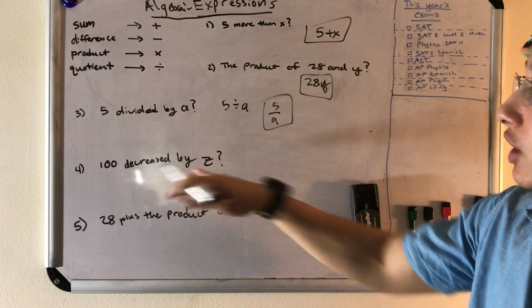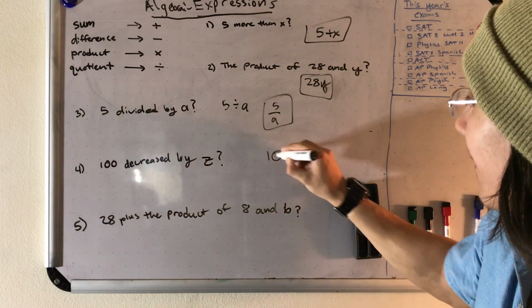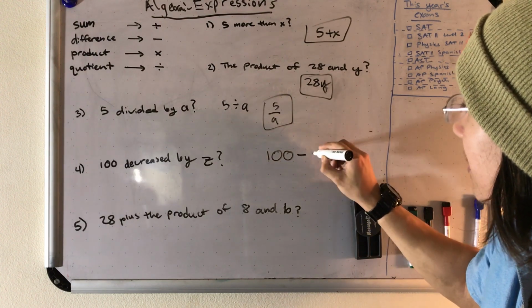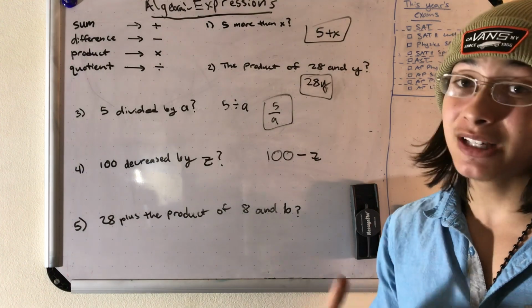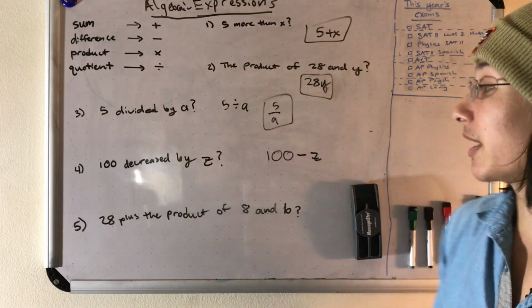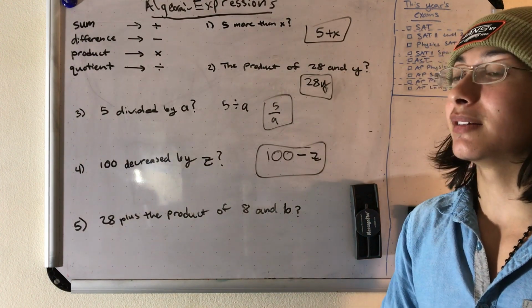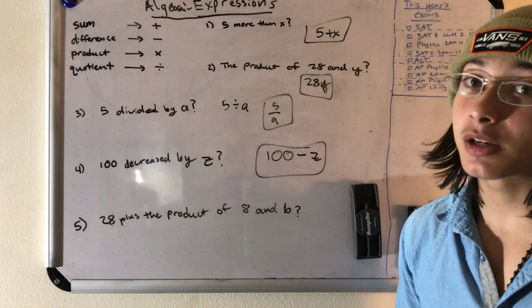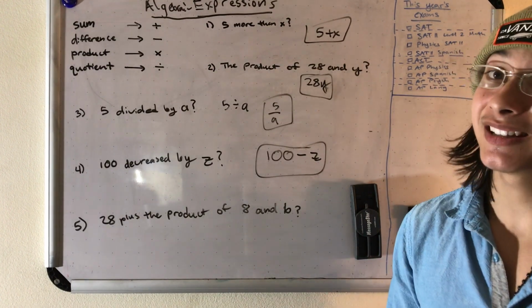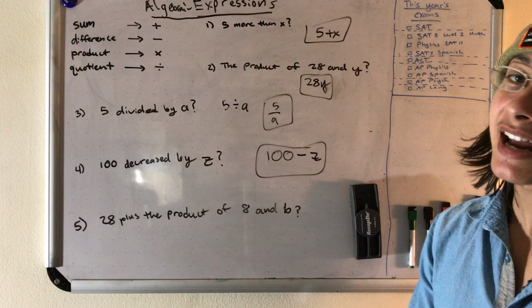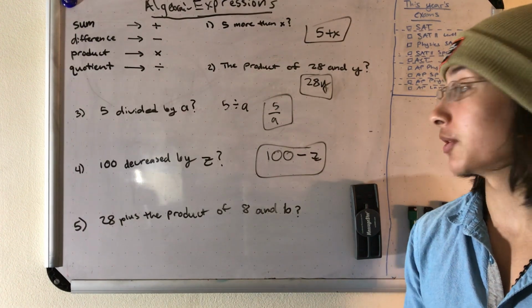So next we have 100 decreased by z. Decrease is obviously subtraction. So it's going to be 100, and if it's decreased by z, it's going to be minus z. Now you got to be careful with the wording in this. If it's z decreased by 100, it would be z minus 100. Let me box this, by the way. Or if it was, let's say, z less than 100, it's going to be 100 minus z. If it was 100 less than z, it would be z minus 100. So you got to be careful with the wording. If you're confused, ask me. I'll post another video on it, or go ahead and ask your teacher.